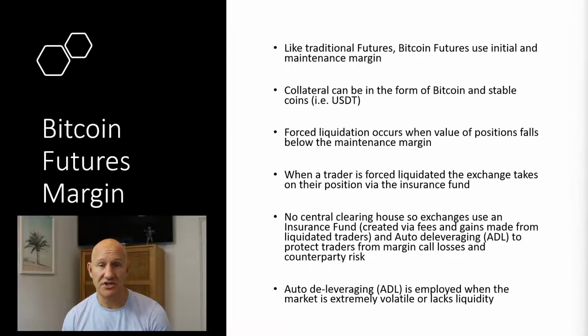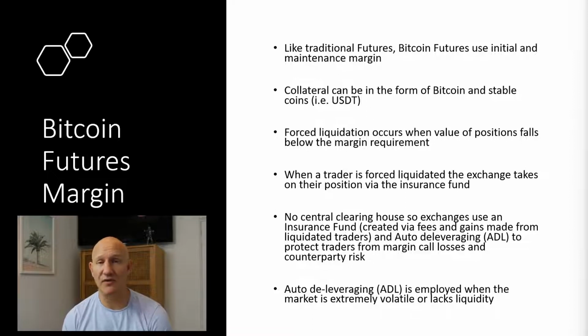So just like traditional futures, Bitcoin uses an initial margin and a maintenance margin to make up a total margin requirement. The collateral that can be used to offset this total margin requirement can either be Bitcoin or stablecoins like USDT. So what happens when the value of a trader's positions falls below their margin requirement? This is what's called a forced liquidation.